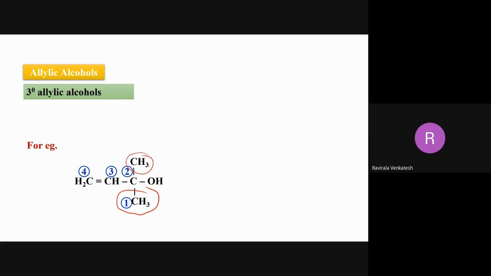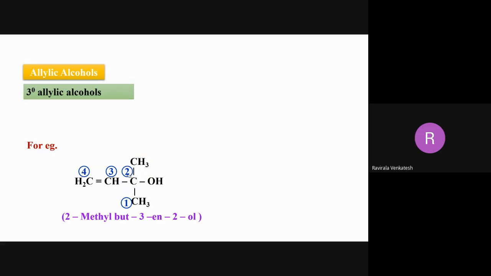Tertiary, how do you write here? Again, the OH bonded carbon is bonded to how many? 1, 2, and what actually, 3. Now these 3 bonds are nothing but carbon bonds. Understood here? These 3 bonds are carbon bonds. Therefore, it is called tertiary alcohol. IUPAC nomenclature कैसे देते हैं आप?